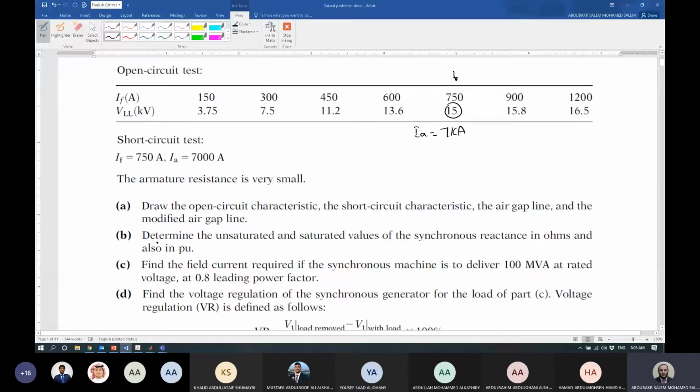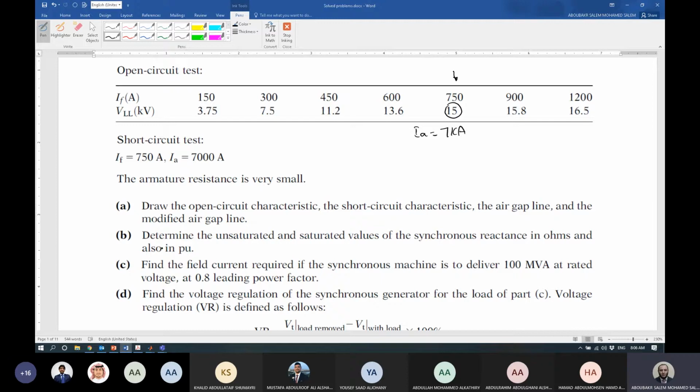Part B: determine the unsaturated and saturated values of synchronous reactance in ohms and in per unit. This is in the textbook. In per unit, we did not discuss how to solve problems in per unit, so we are going to focus only on calculating based on actual values. If you find anything related to per unit in your textbook, don't worry about per unit calculation. Just calculate actual values and you can finally compare the results.